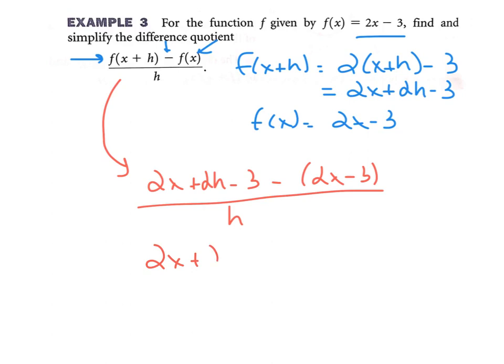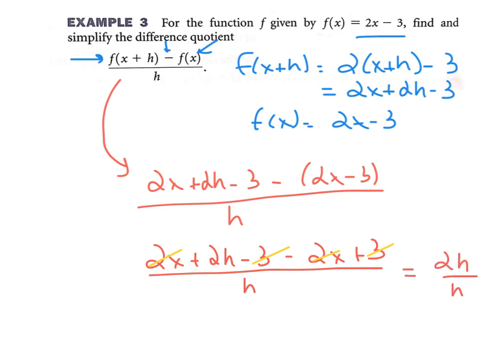I have 2x plus 2h minus 3. The minus sign changes the signs in here, all over the h, and look what happens. My 2x's are gone, my 3's are gone. All that leaves is a 2h over h, which is just 2. And there's your difference quotient.